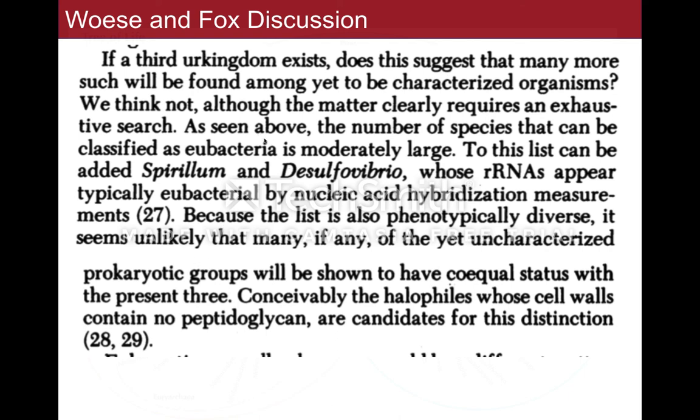So they say, as seen above, the number of species that can be classified as eubacteria, those are the true bacteria, they came up with this name, which now has also gone away, is moderately large. They actually don't show that in the table. That's that list that then references unpublished data and a bunch of papers. But we're going to just grant them that that's true. And then they say, here's another, they must have added this after their paper was written. To this list can be added Spirillum and Desulfovibrio, and they reference a new paper. And they say, because this list is also phenotypically diverse, it seems unlikely that many, if any, of the yet uncharacterized groups will be shown to have co-equal status with the group presented here.